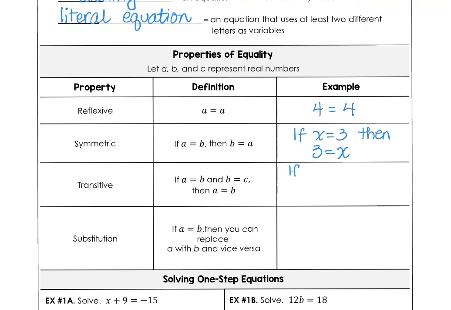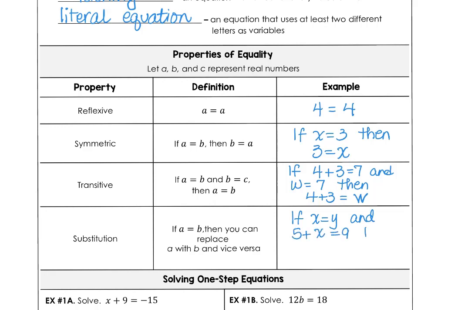The transitive property says, let's say, if 4 plus 3 is 7, and w is equal to 7, then we could say that 4 plus 3 is equal to w, using the transitive property. And then for substitution, if we know x equals y, and we know 5 plus x equals 9, then we can say 5 plus y equals 9, using the substitution property.